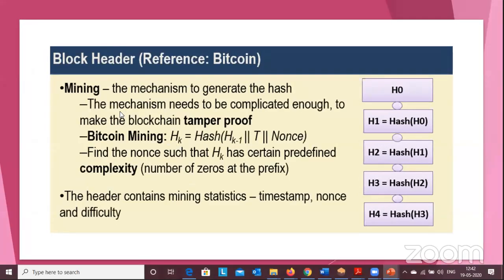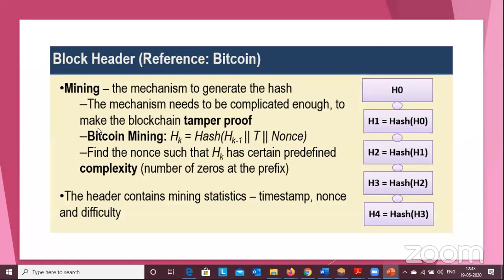Now we have mining. How is mining performed? Mining is a mechanism done by the miners, the mechanism to generate the hash. The mechanism needs to be complicated enough to make the blockchain tamper proof.